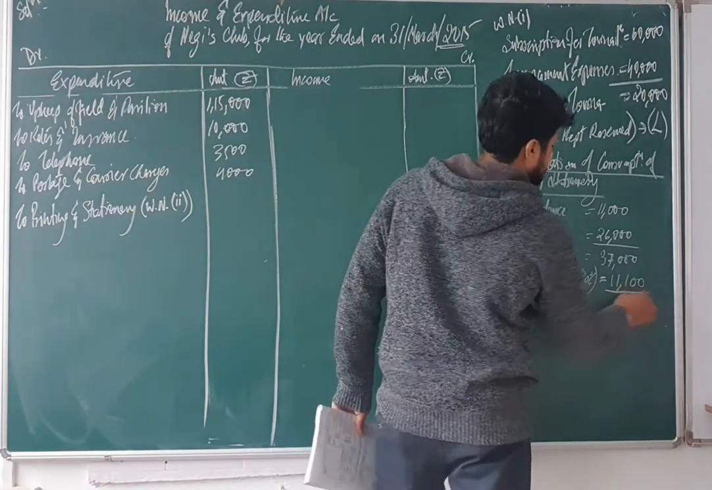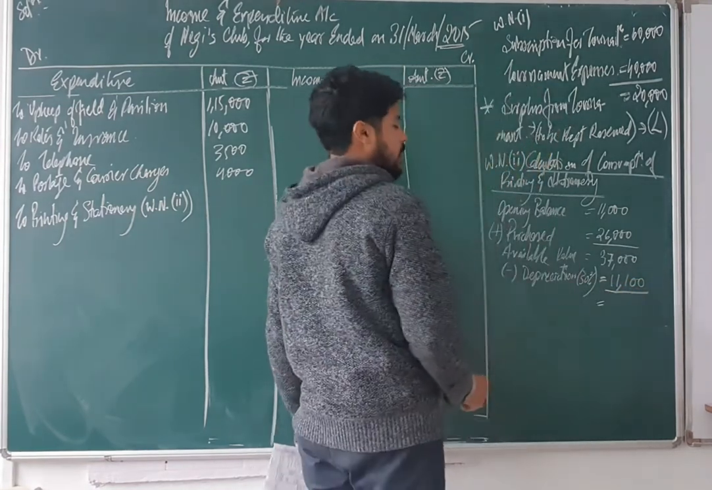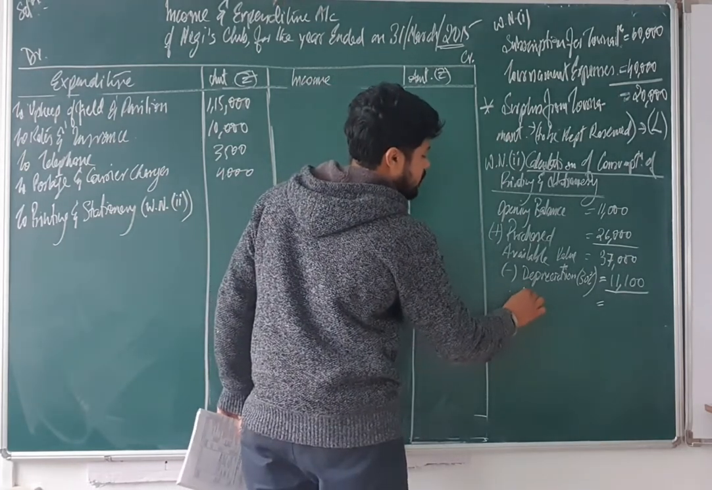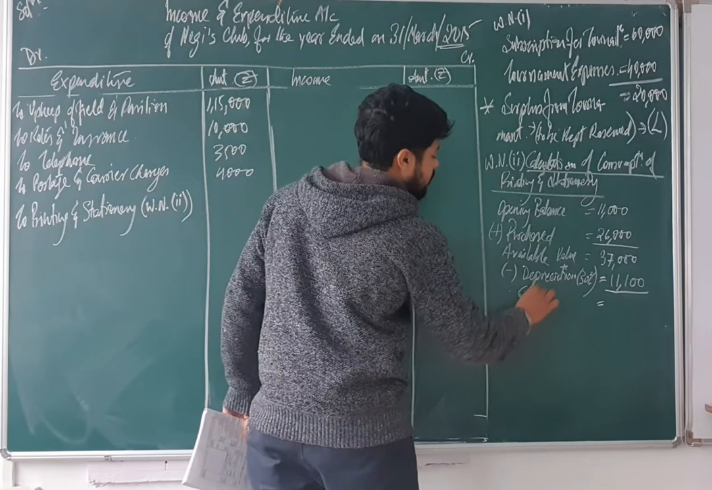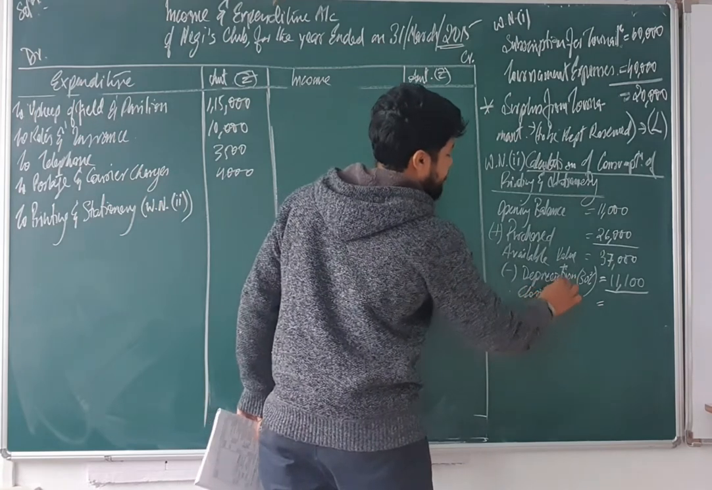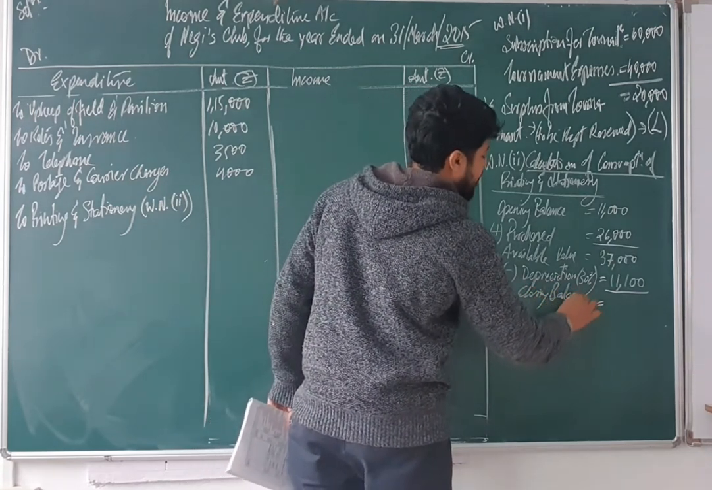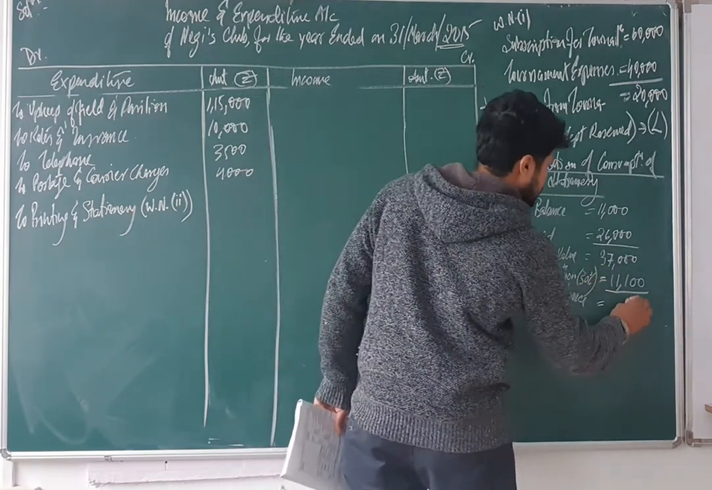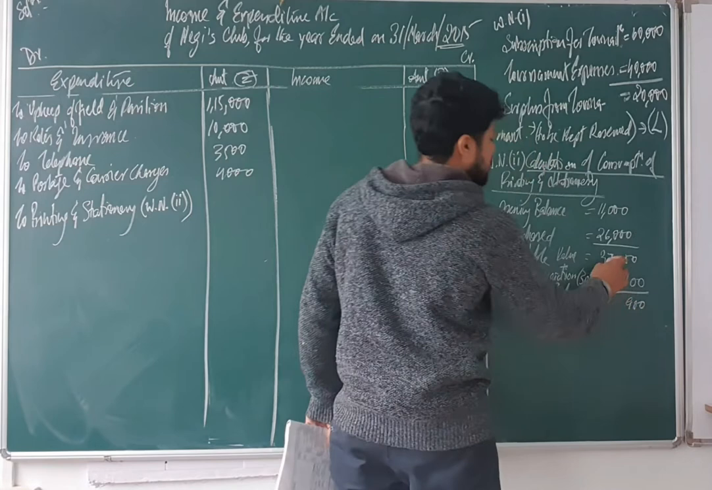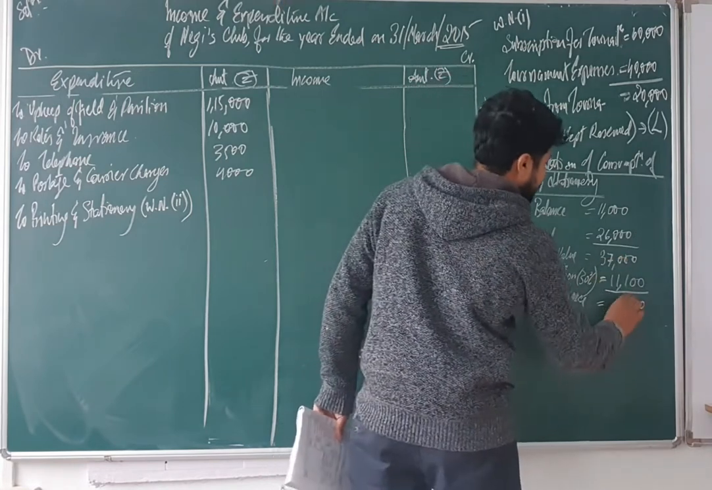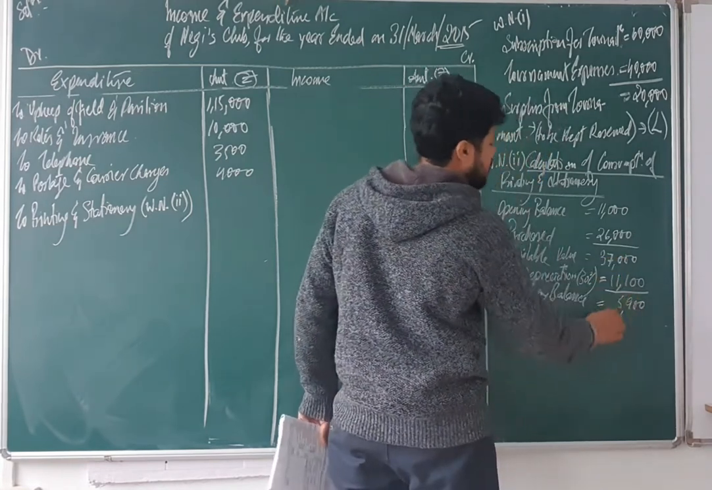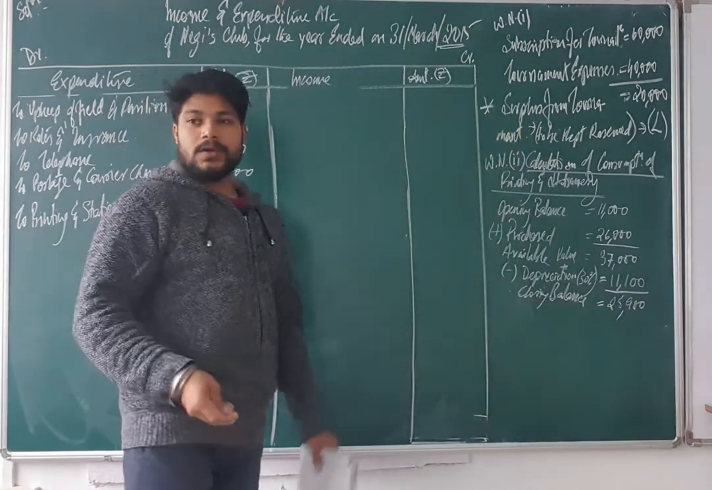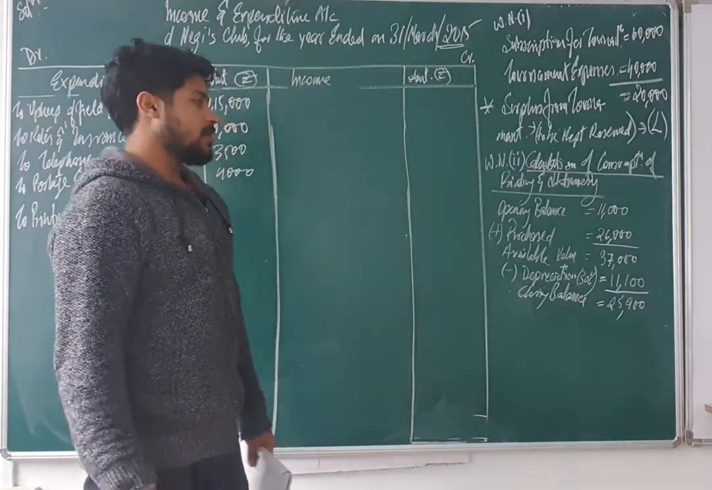11,100. Okay, so this is the closing balance. This is the closing balance. Okay, so closing balance is 25,900. Okay, this is the closing balance.